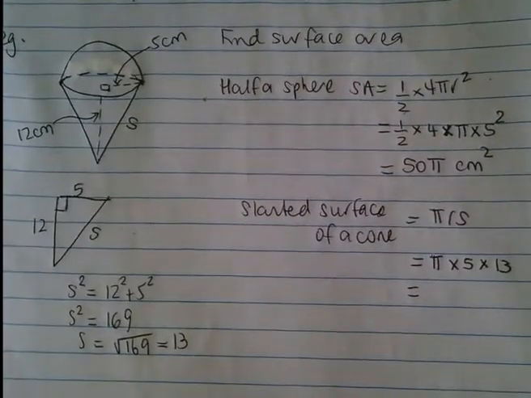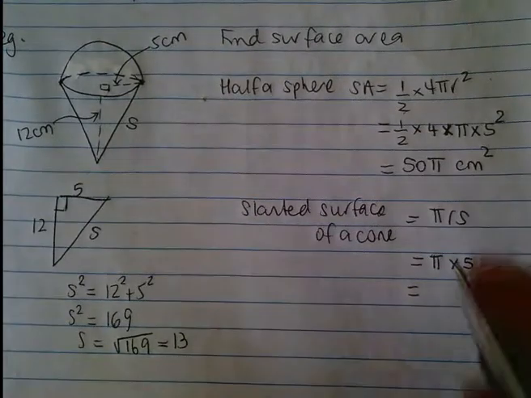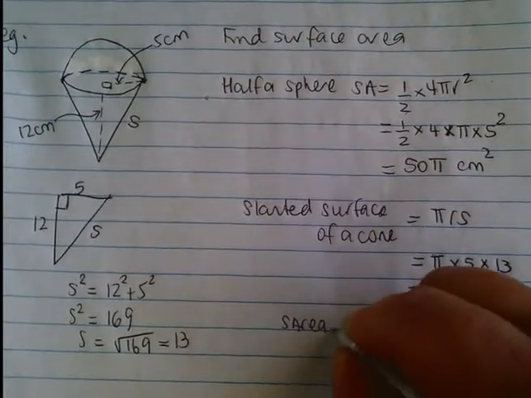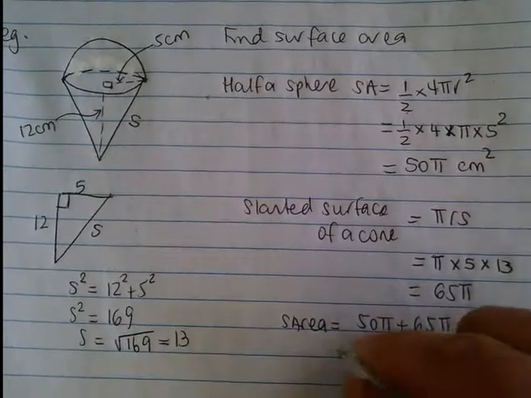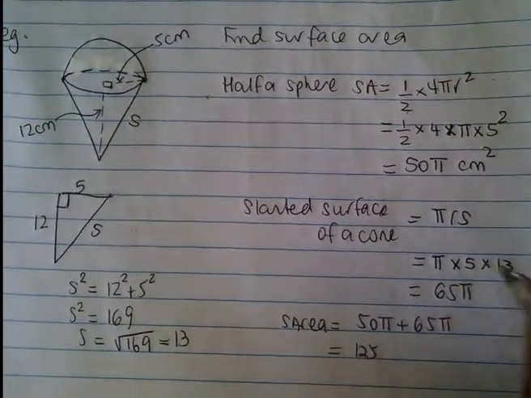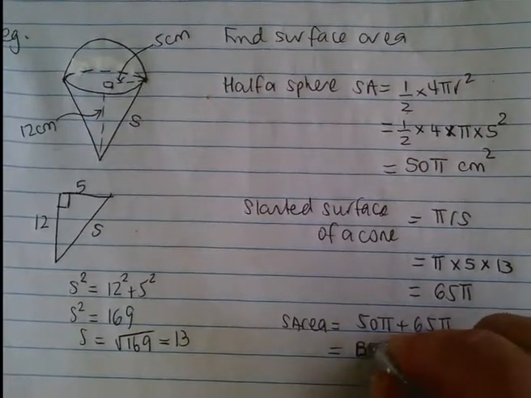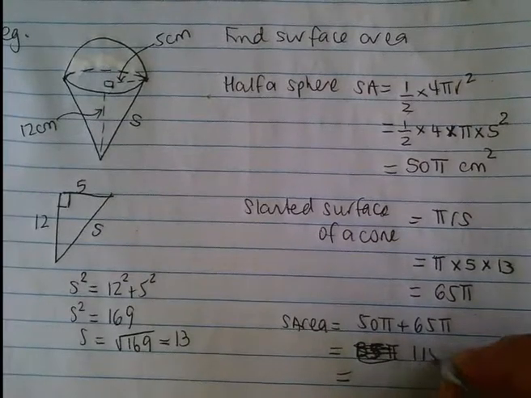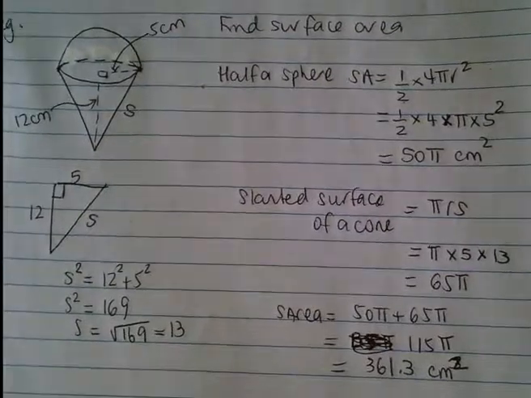Sorry, girls, that's a bit much to jump straight into that one. So what do we got? 65 pi. So the surface area is the two of them added together. What's that, 135? 115. 361.3 centimetres squared.